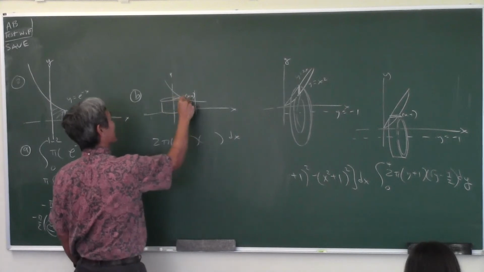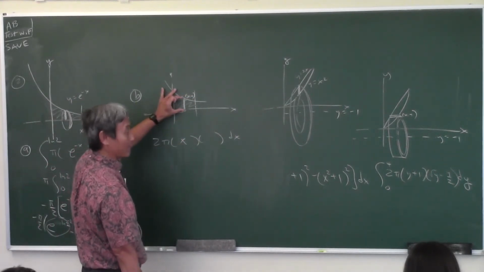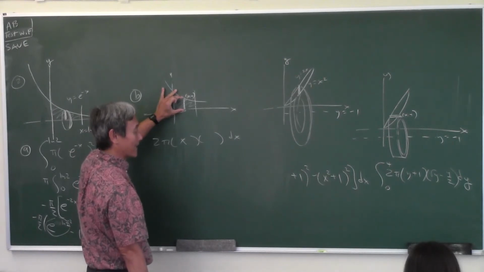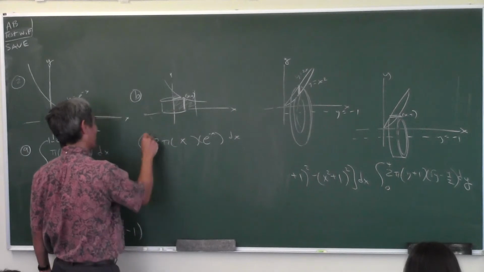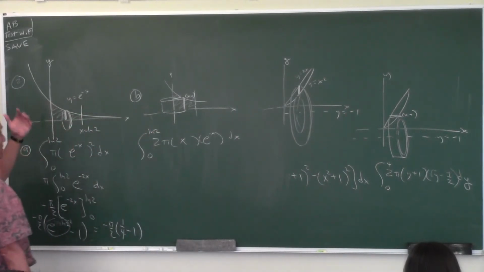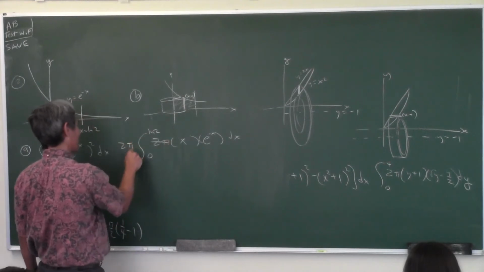Now, what's the radius right there? x. What's the height? Top minus bottom. e to the negative x minus 0. Add them up from 0 to ln 2. You got 2 points right there. Now, of course, this 2 pi can be thrown outside.